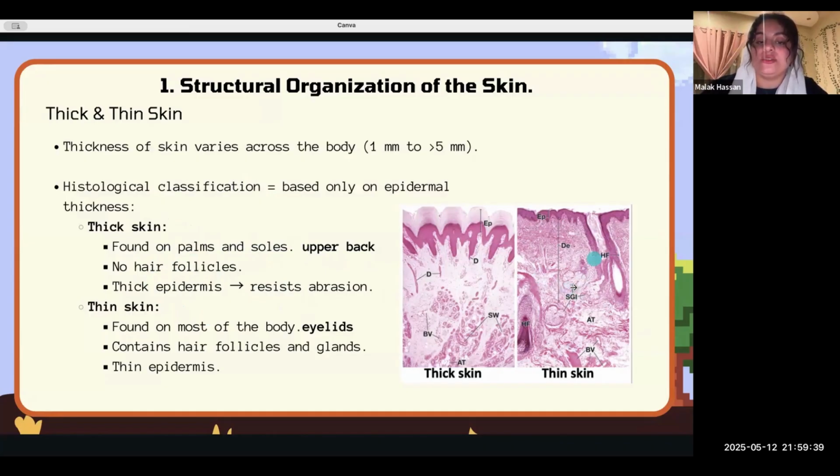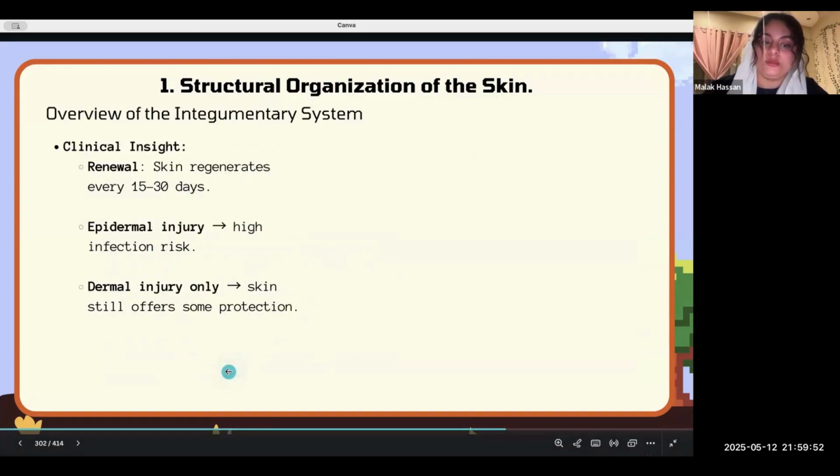However, thin skin, on the other hand, is usually found on most parts of your body, specifically your eyelids. Your eyelids are the thinnest skin on your body. Now, it will contain hair follicles and glands, and it will be a very thin epidermis.